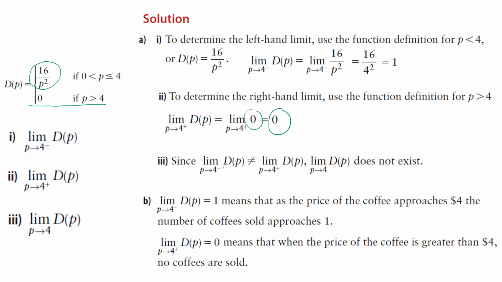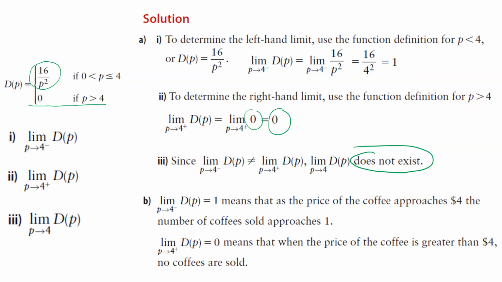Question 3, because the left limit of D(p) does not equal the right limit of D(p) as p approaches 4, therefore, the limit of D(p) as p approaches 4 does not exist, because simply the left limit does not equal the right limit, right?